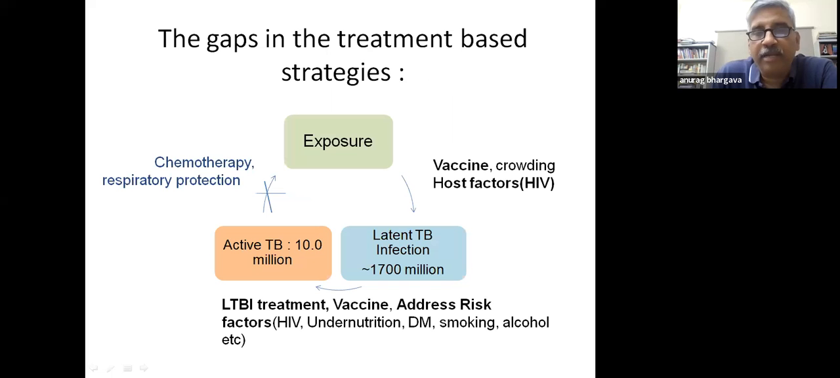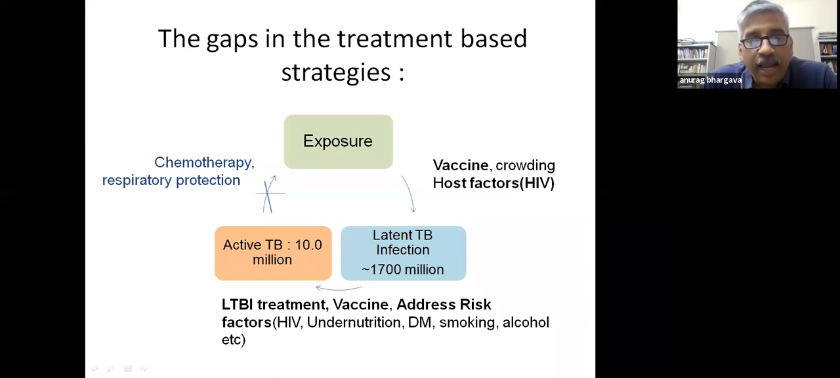comorbid conditions and MDR-TB. Now, the gap here in these treatment-based strategies, which can explain why they have not been successful in decreasing TB burden, is that the cases of TB are arising out of this huge pool of people with latent TB infection, an estimated 1.7 billion globally, out of which only a certain proportion are developing active TB. The TB treatment strategy really just interrupts transmission to other people and shortens the duration of transmission. But there is no currently widely applied strategy for preventing progression from latent TB to active TB.